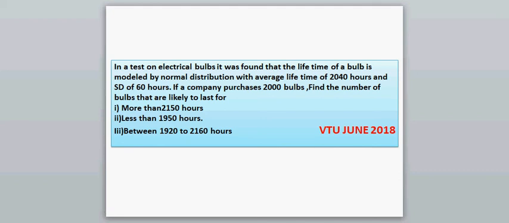Consider another example on normal distribution. So here, let us see what is the given mean value mu and standard deviation. Average lifetime of the bulbs is given as 2040 hours. So this is the required mu, the mean value or average value mu, and the standard deviation is 60 hours. So this is standard deviation sigma, which is 60, and the mean mu is 2040.